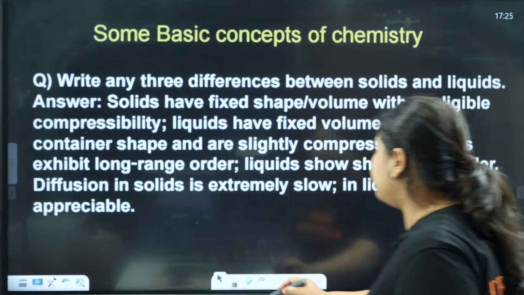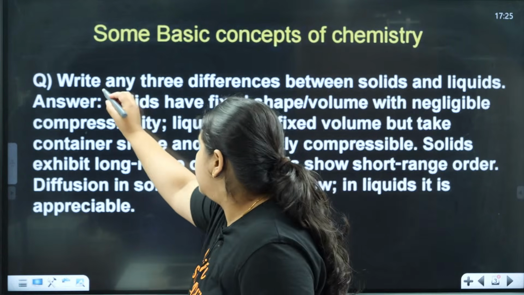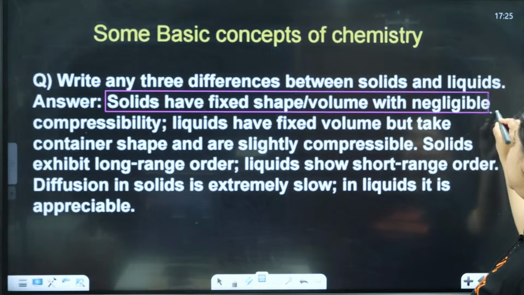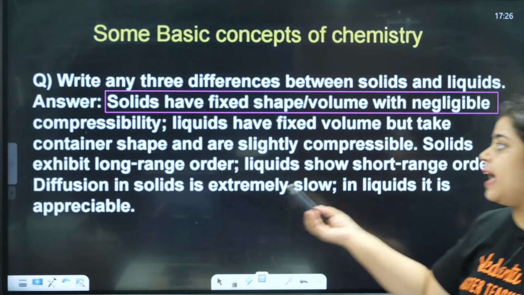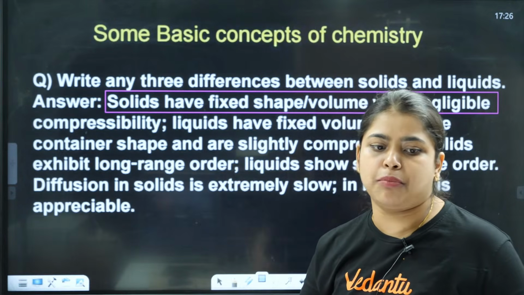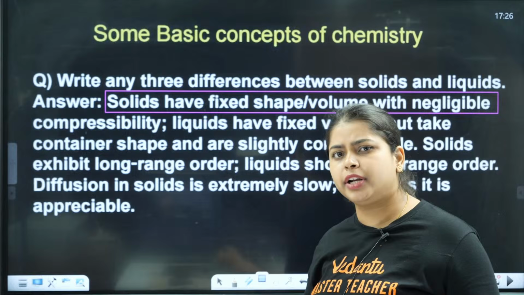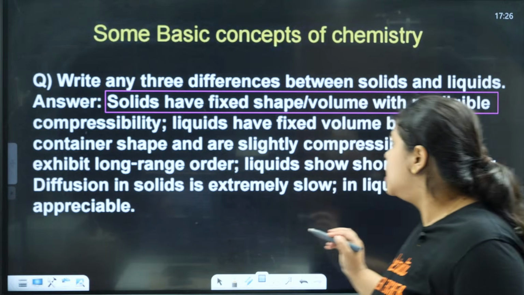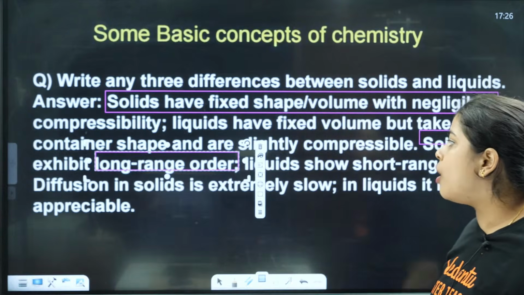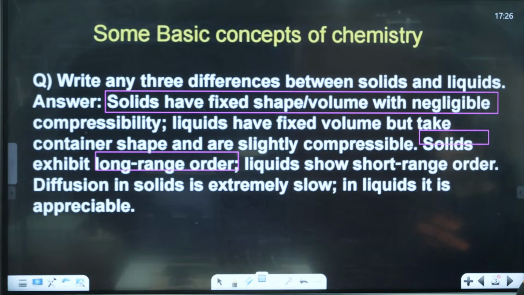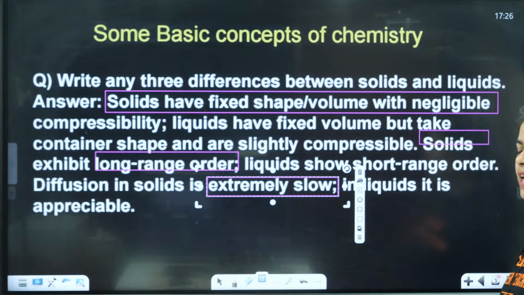Write any 3 differences between solids and liquids. Solids have a fixed shape or a volume with negligible compressibility, and liquids have a fixed volume but take a container's shape. Whatever container you put it in, that is the shape it is going to take. Solids exhibit long range order, and liquids show short range order. The diffusion in solids is extremely slow, and in liquids it is appreciable.